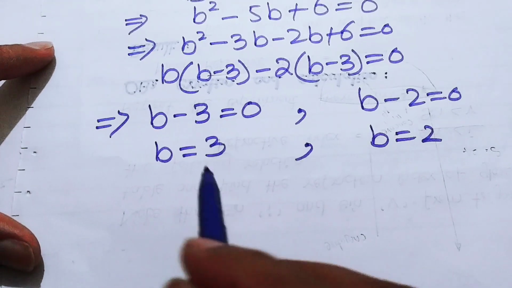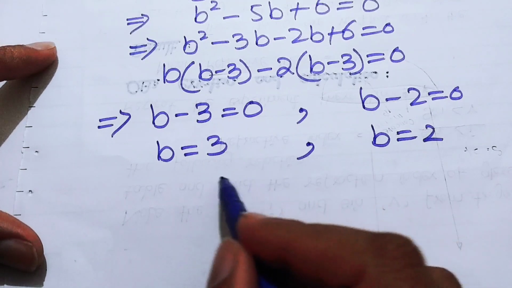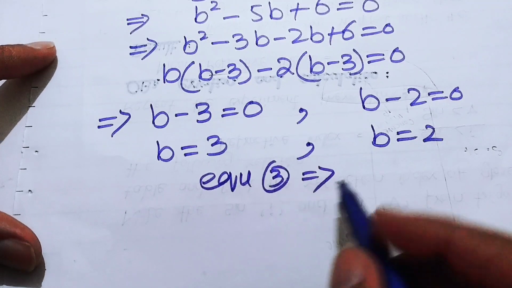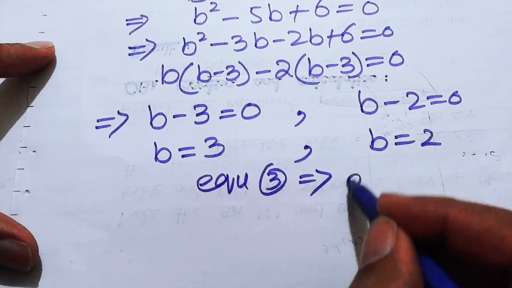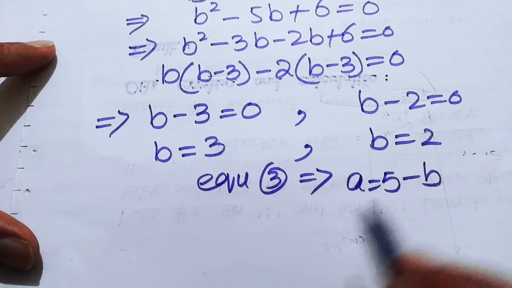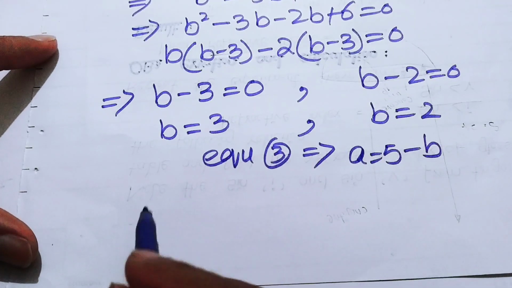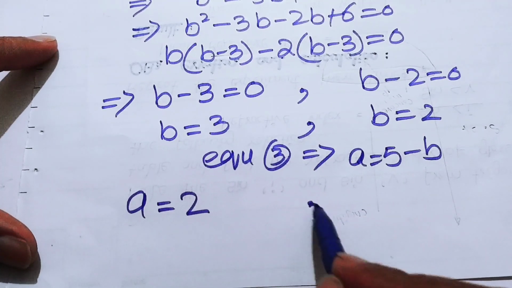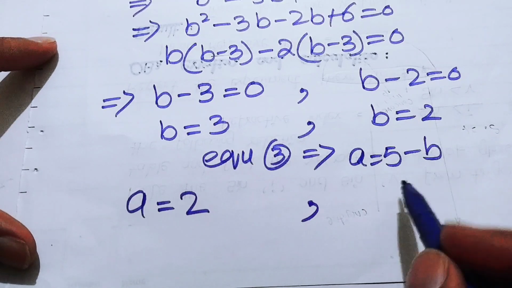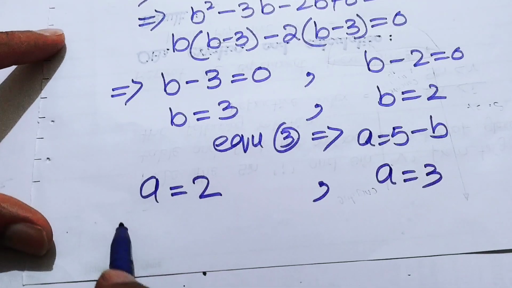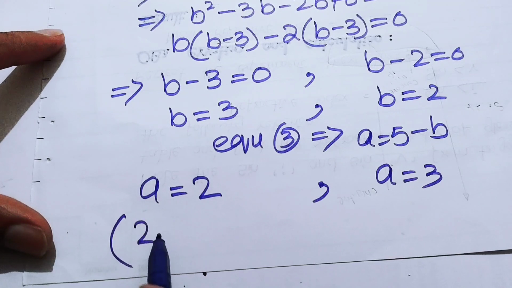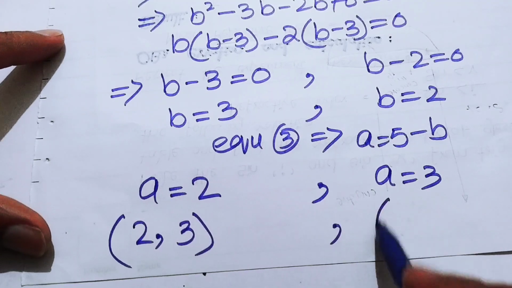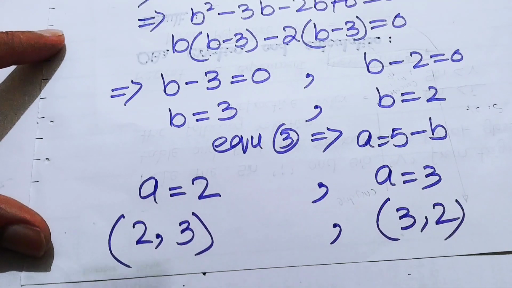And now we back substitute the value of b in equation number 3. So equation number 3 is a equals 5 minus b, and now we put the value of b here, and when you put b equals 3 here, then you get a equals 2, and when you put b equals 2 here, then you get a equals 3. So we make the two pairs. The first is a equals 2 and b equals 3, and the second is a equals 3 and b equals 2.